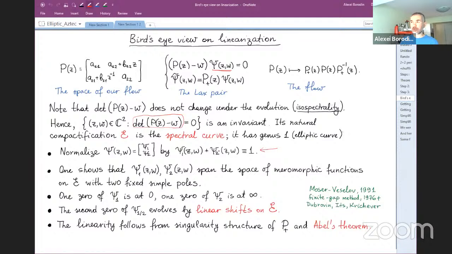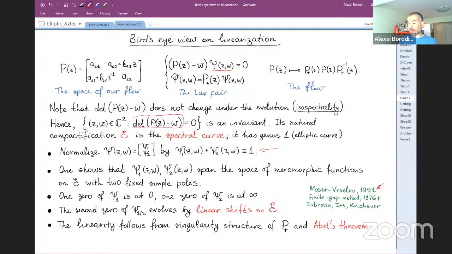And so under the flow, that zero will undergo a linear evolution. So that zero will be shifted at every step by a fixed vector of the torus in the toric representation of the elliptic curve. So this is the scheme very much described in this paper in several examples.